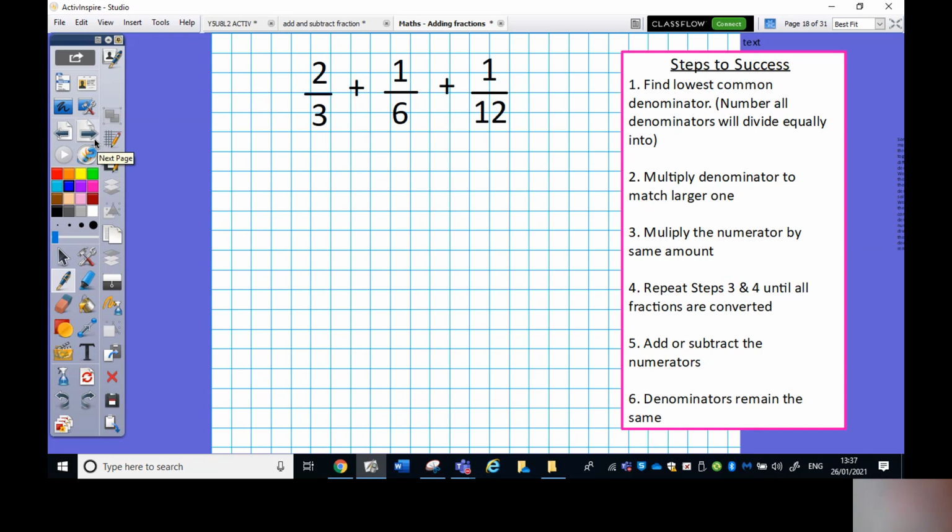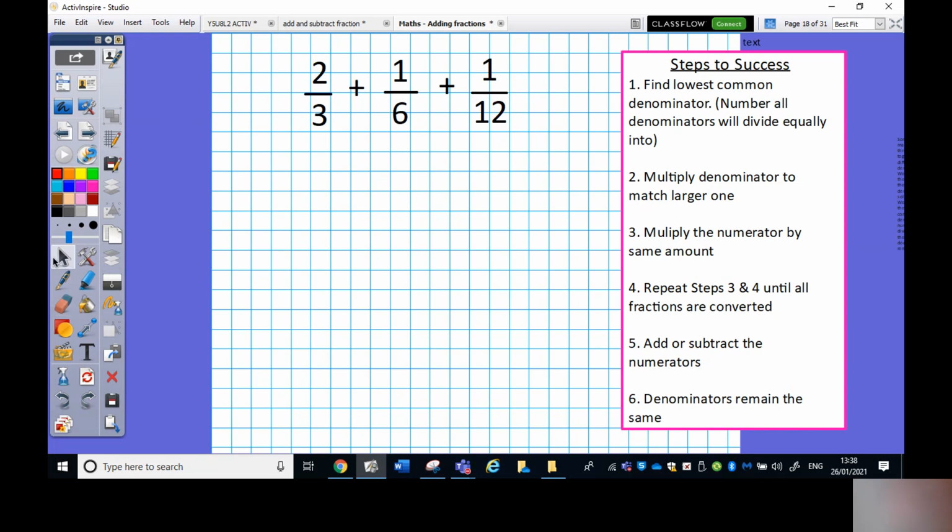Now, sometimes you may have to add 3 fractions together with different numerators. As you can see here, we have thirds, sixths, and twelfths. Now, we need to convert all of them to have the same denominator in order to solve the problem. So first of all, we need to find the lowest common denominator. Remember, it's a number that when divided by all of the denominators does not have a remainder. So can you think of a denominator that 3, 6, and 12 can be divided into equally?